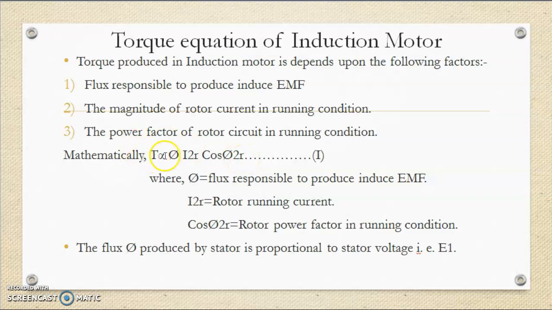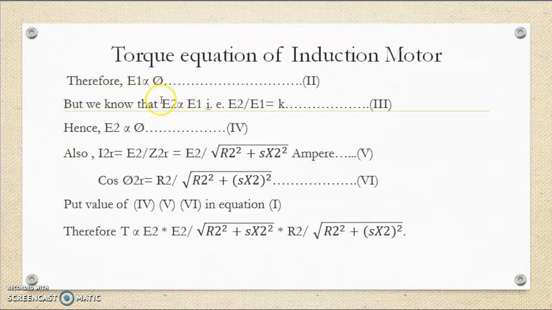So mathematically, torque T is directly proportional to the flux responsible for induced EMF, that is phi, then rotor current in running condition I2R and cos phi 2R. Now out of these three, this flux phi is produced in the stator because of stator voltage E1. So this flux phi is directly proportional to E1. And E2, that is the rotor EMF in a standstill condition, is directly proportional to stator voltage E1.